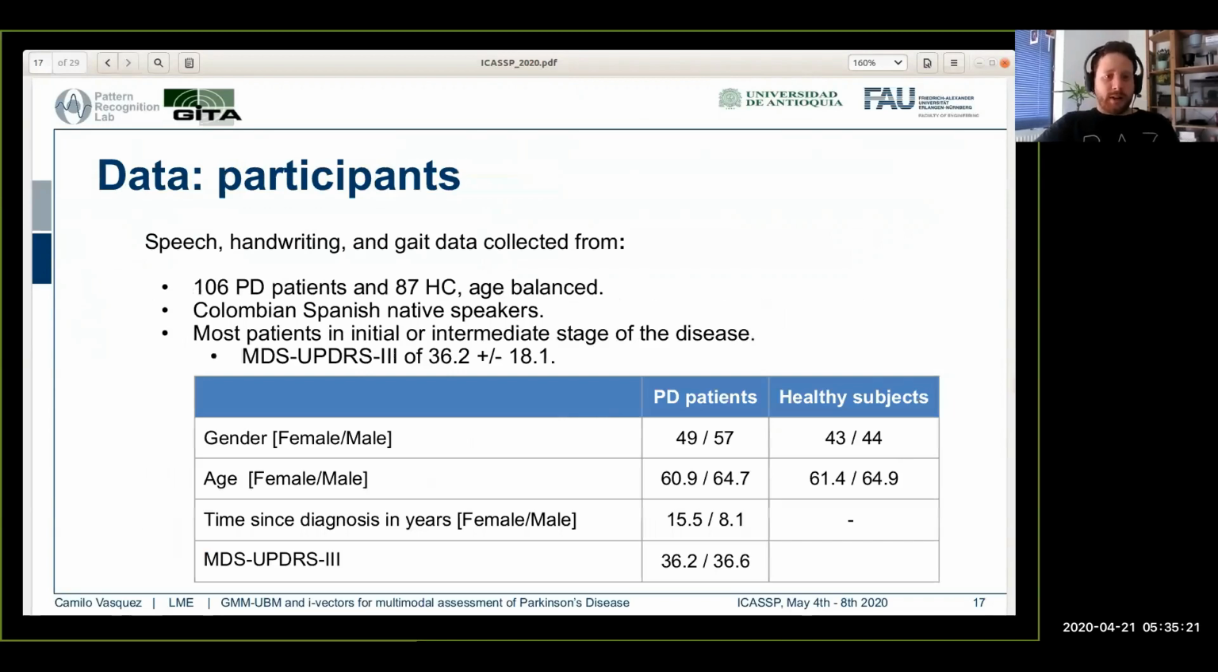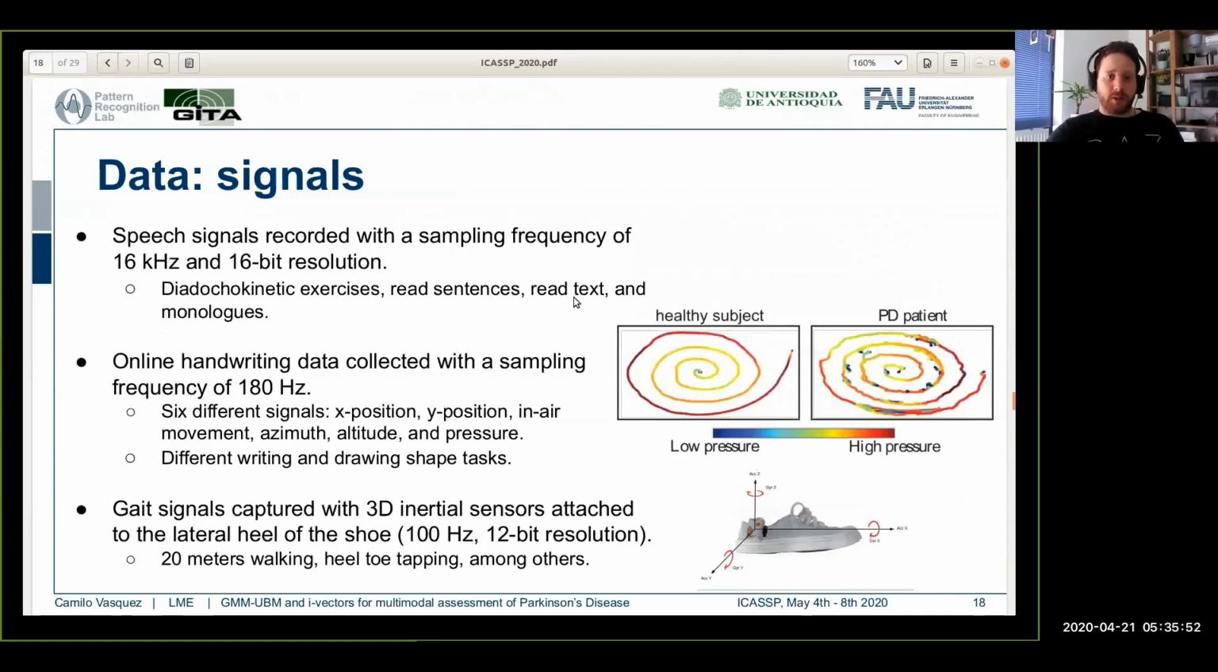Regarding the data, this study contains signals collected from 106 patients and 87 healthy subjects. All of them have similar age and gender. All of the subjects are Colombian Spanish native speakers, and the patients were labeled according to the MDS-UPDRS-III scale, and most of them are in the initial or intermediate stage of the disease. Speech signals were recorded with a sampling frequency of 16 kilohertz.